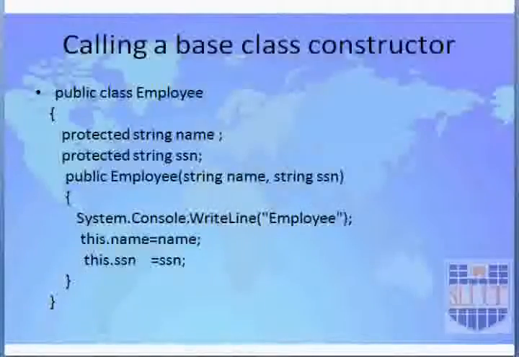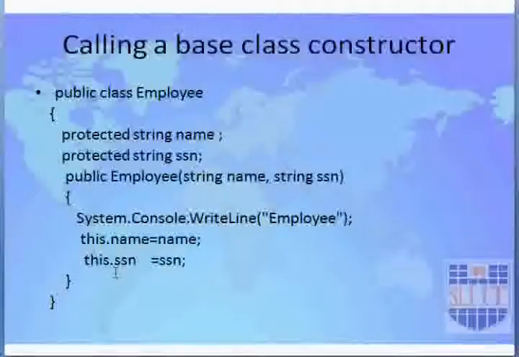Next, let's implement a base class and derived class in C#. In this code, we describe how to define constructors, variables, and other methods. The employee class does not define any constructor, so it has a default constructor. The system first invokes the employee default constructor, then the salaried employee constructor.